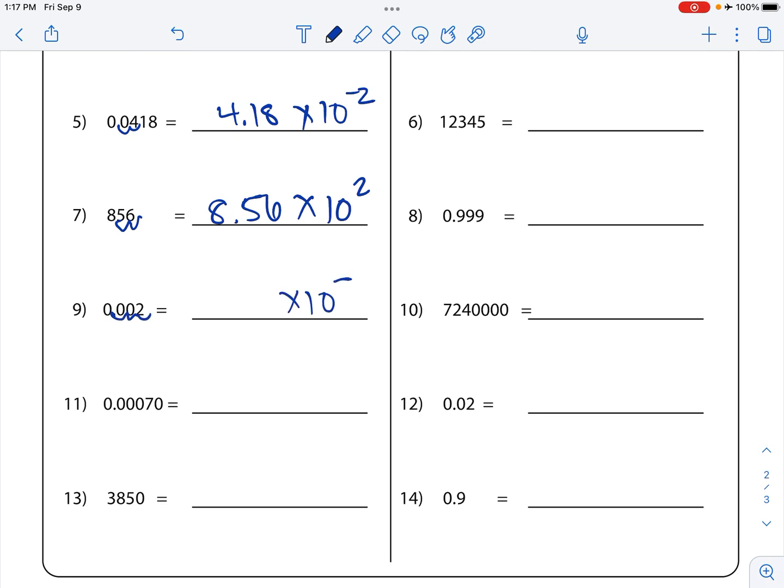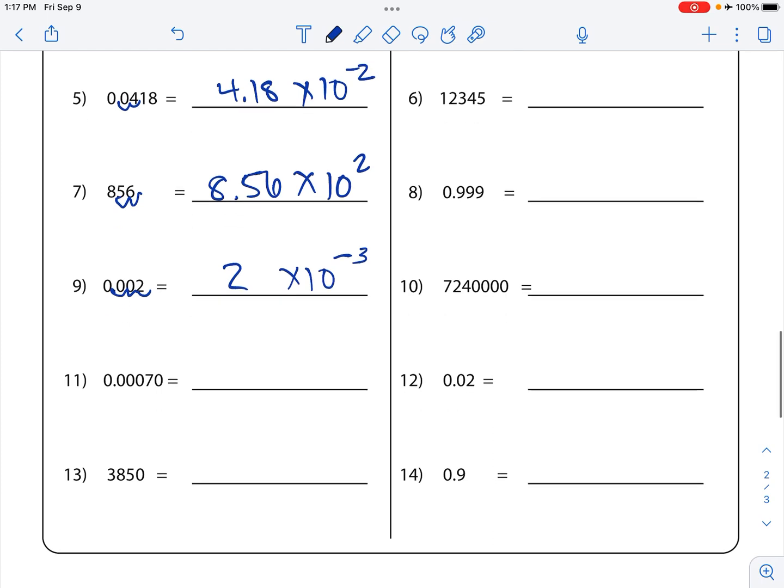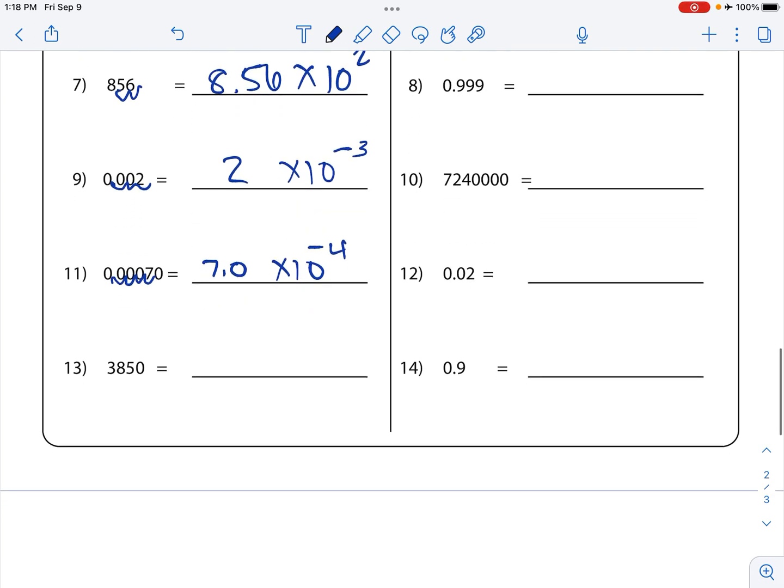1, 2, 3. You keep moving until you get that number to be one digit in the ones place. 2 times 10 to the third. Now remember, you really shouldn't do 2.0 because that's additional significant figures. But down here, number 11, 1, 2, 3, 4. This will be 7.0 times 10 to the 4th. However, negative 4th because it's a number less than 1. This is a number larger than 1, so we're going to have a positive exponent. So we're going to go 1, 2, 3, 3.85 times 10 to the third.